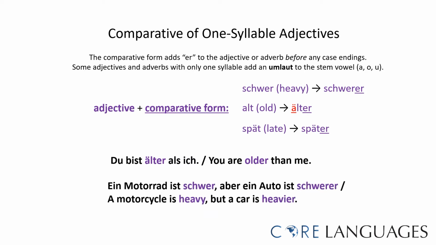Ein Motorrad ist schwer, aber ein Auto ist schwerer. A motorcycle is heavy, but a car is heavier.